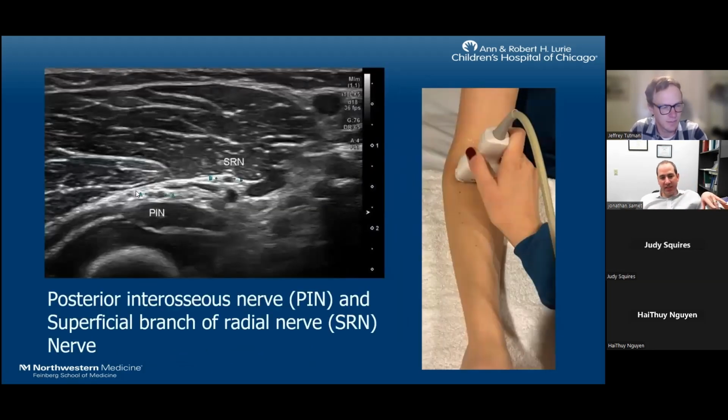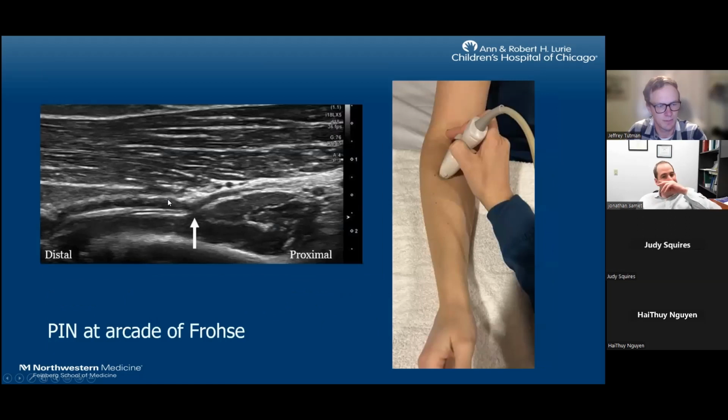Then it does something interesting. So it splits, and you get this little snake eyes look. You'll have the PIN and the superficial branch. The PIN will kind of wrap around the supinator muscle as a very distinct look. When you switch into longitudinal, you can see it has this normal little divot here. That's just an expected thing. That's right where it dives into the supinator muscle, the arcade of Frohse, and that's an area where you can have impingement.